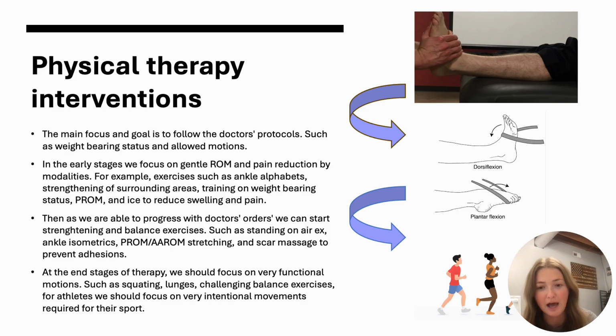So now let's talk about how we're going to treat a patient with a tibia and fibula fracture. The main focus and goal is to follow the doctor's protocols, which includes weight-bearing status and motions that are allowed. In the early stages, typically we'll focus on gentle range of motion and pain reduction by modalities. For example, specific exercises would be ankle alphabets, which is a range of motion exercise, strengthening of surrounding areas such as glutes and quads, and training on weight-bearing status.